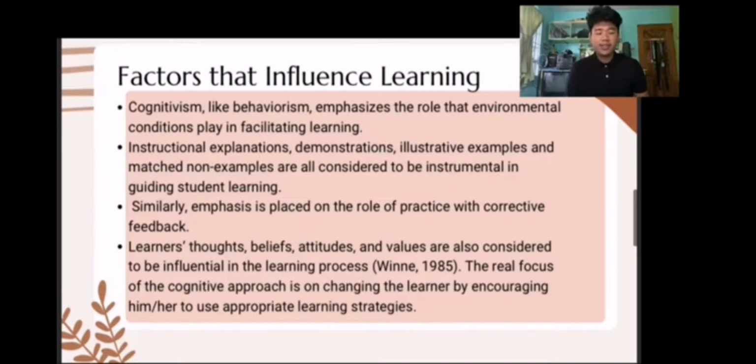So these are the factors that influence learning. So cognitivism, like behaviorism, emphasizes the role that environmental conditions play in facilitating learning. So in that context, we have to analyze the term environmental conditions because as stated here, it plays a role in facilitating learning. So what are these environmental conditions? Anything that is happening outside that could affect your students.